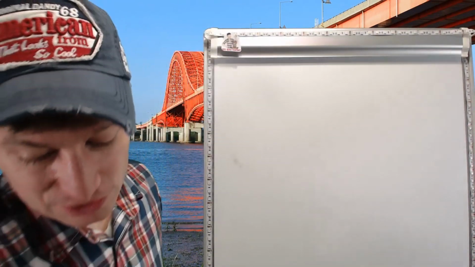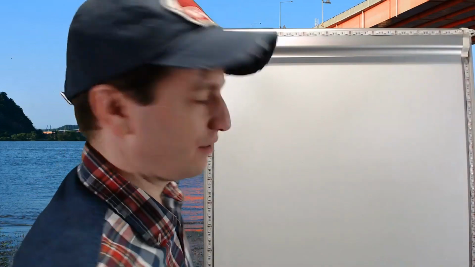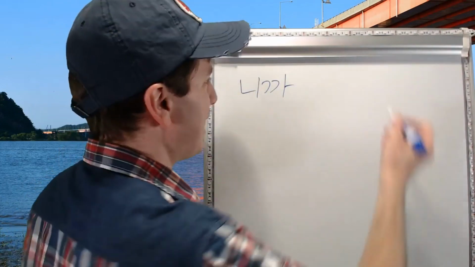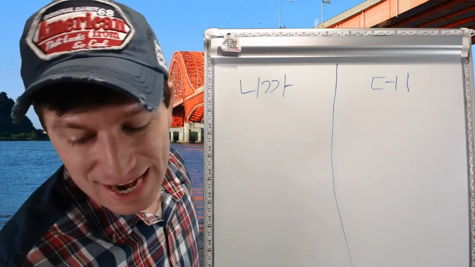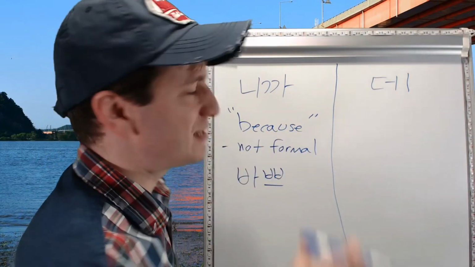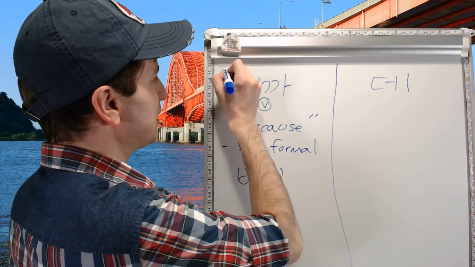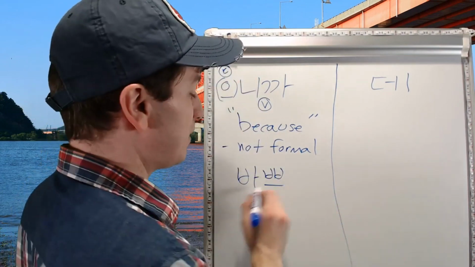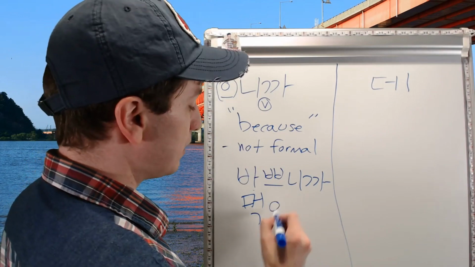In order to learn these forms, we first need to really understand their original forms, what they are a combination of. We're going to have to relearn 니까 and the te form. 니까 is an ending, it goes on to a verb stem, and it means because. Now, I should point out 니까 is not formal. It's either 니까 after a vowel or 으니까 after a consonant. So 바쁘다, to be busy, would become 바쁘니까, and 먹다, to eat, would become 먹으니까.